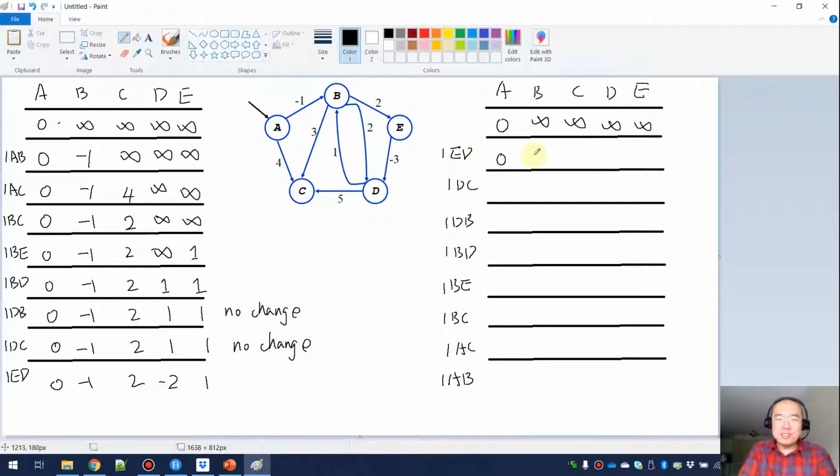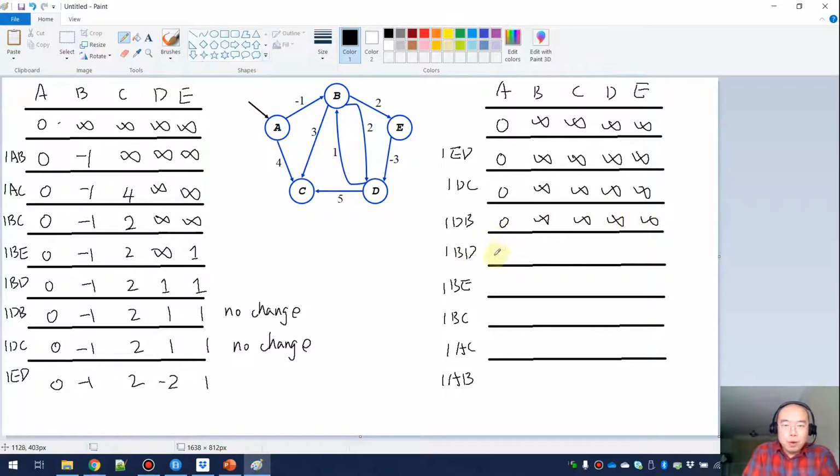So I just want to copy everything down here. And then how about 1DC? We don't know how to get to D, right? Even though we know there is a path from D to C, we can't do any update, so I have to copy this. Don't get frustrated, we will get some progress, okay? And then for 1DB, it's the same thing. Since D is infinity, we can't do anything here.